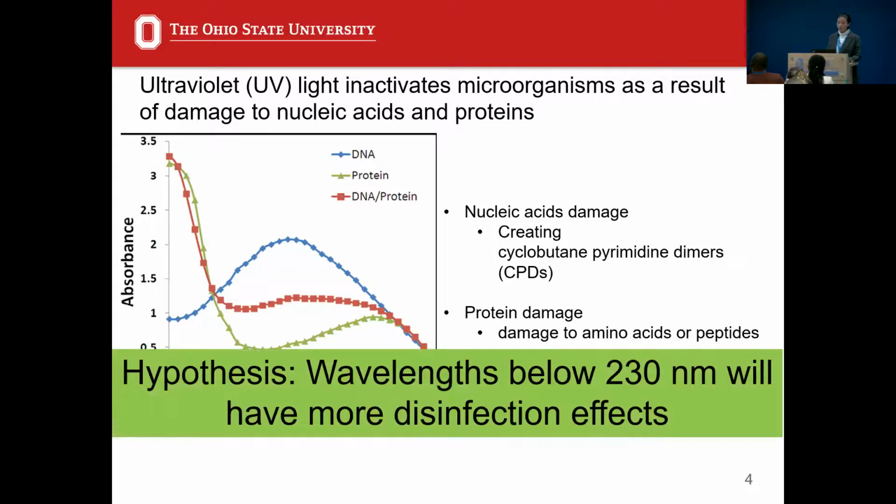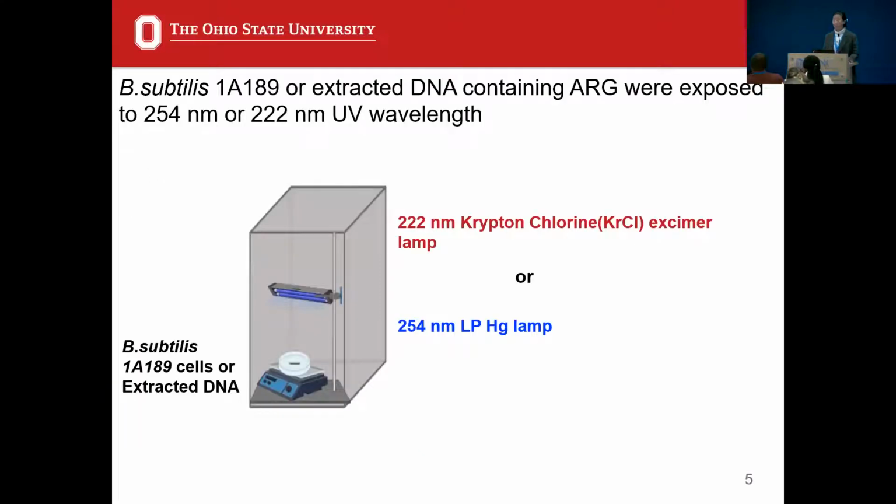So based on what I just talked about, we have the hypothesis that wavelengths below 230 nanometers will have more disinfection effects. For our study, we still chose the Bacillus subspecies 1A189 as our target. We exposed the cells and/or their extracted DNA to either a 222 excimer lamp or a 254 low pressure mercury lamp. Then we quantified the disinfection in three ways.